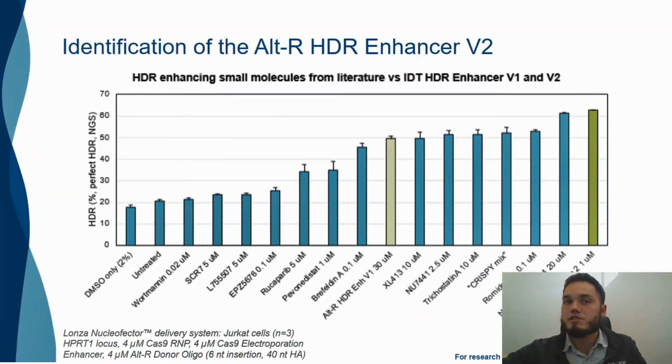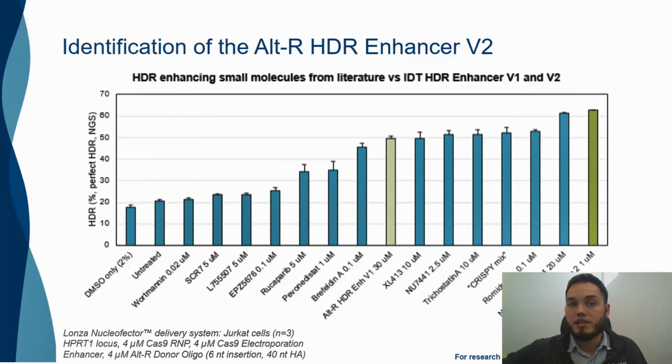To look for small molecules that improve homology-directed repair outcomes, we performed a screen of a number of different small molecules, including many of those that had been previously published. The y-axis in this graphic indicates the percent perfect HDR, while the x-axis is indicating all the different small molecule treatments tested. This led to the initial identification of our HDR Enhancer V1, which is shown here in light green.